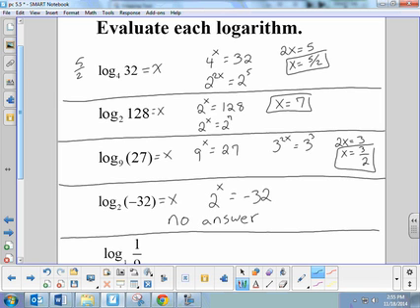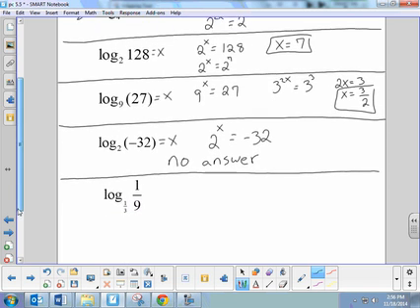What that really means is you cannot take the log of a negative number. Make a mental note of that. You cannot take a log of a negative number. It will be undefined. You will get an error in your calculator if you ever try.